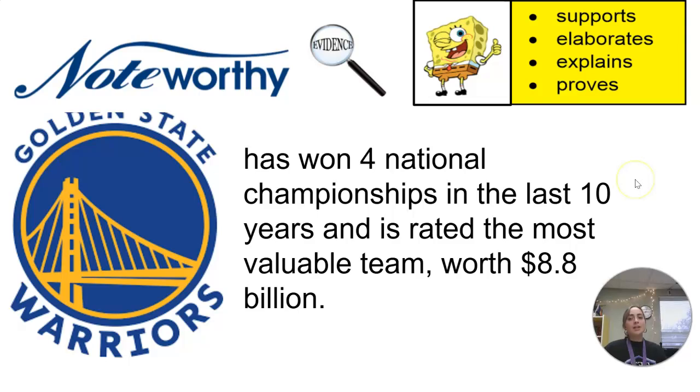If you were trying to convince someone that this is true or show someone some data to make this noteworthy evidence, you might say the Golden State Warriors are the best team in the NBA because they've won 4 national championships in the last 10 years, and they're rated the most valuable team worth $8.8 billion. Again, we got facts and data points to back up our statement that they're a good basketball team. So this is an example of noteworthy evidence.